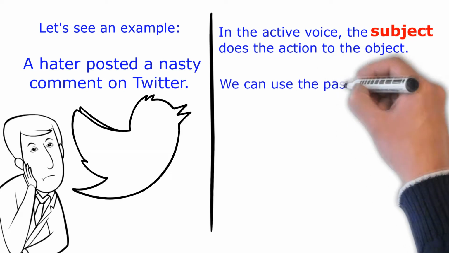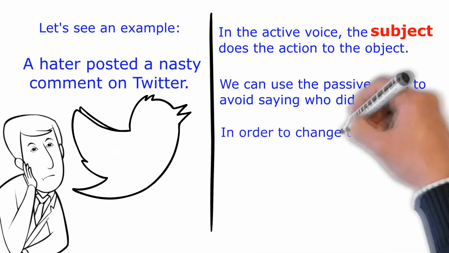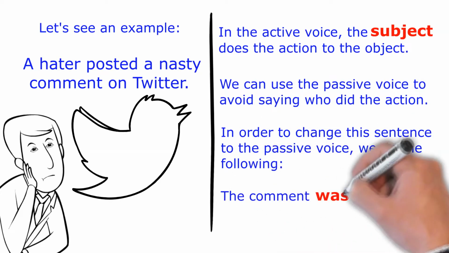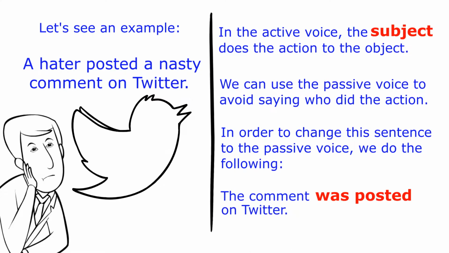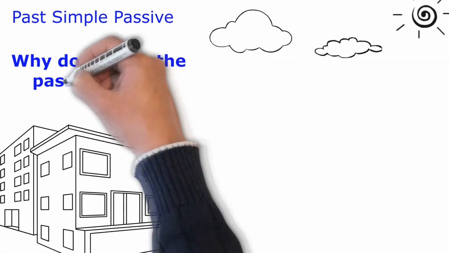We can use the passive voice to avoid saying who did the action. In order to change this sentence to the passive voice, we do the following. The comment was posted on Twitter. Past simple passive. Why do we use the passive voice?